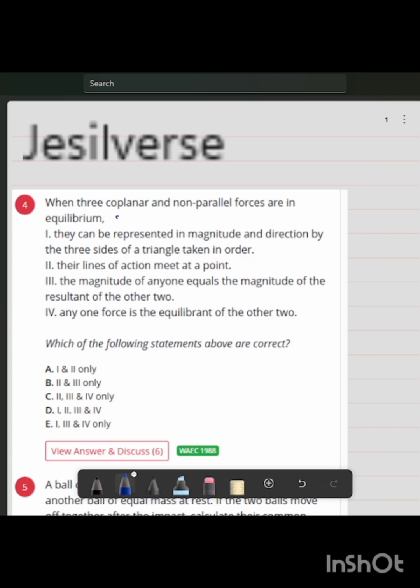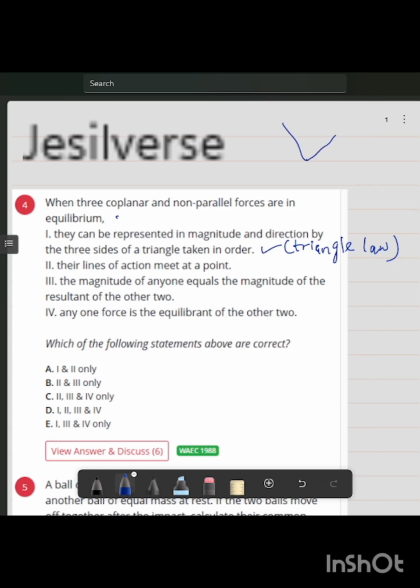Alright, so we have three coplanar and non-parallel forces in equilibrium. One, they can be represented in magnitude and direction by the three sides of a triangle taken in order. That is actually true, and we call this particular statement the triangle law under equilibrium of forces. Triangle law.